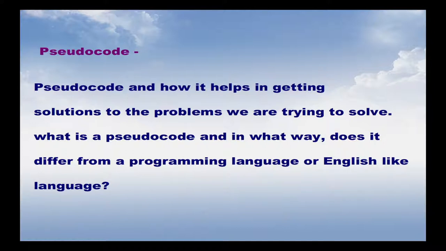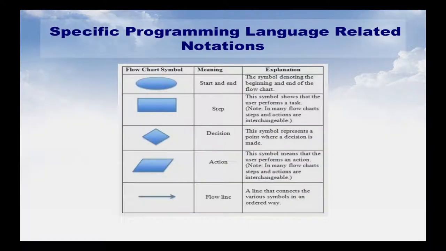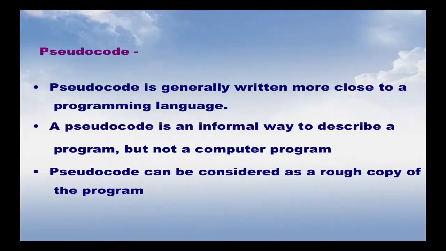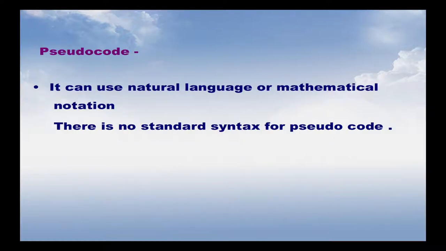So, what is pseudocode and in what way does it differ from a programming language or English like language? Pseudocode is generally written more close to a programming language. A pseudocode is an informal way of describing a program, but not a computer program. Pseudocode can be considered as a rough copy of the program. It can use natural language or mathematical notation. There is no standard syntax for pseudocode. So, you do not need to worry too much about the syntax and format for a pseudocode. Pseudocode style varies from one person to another.